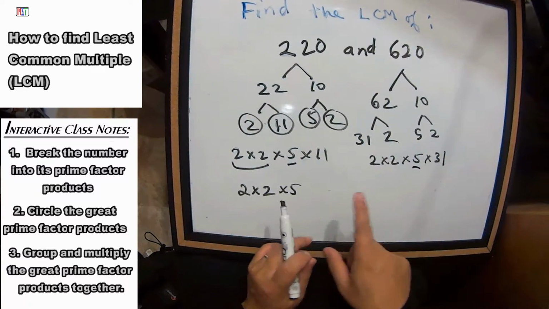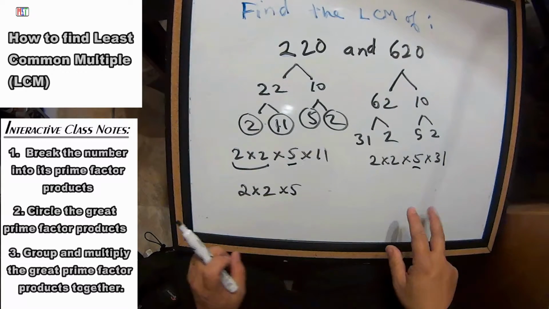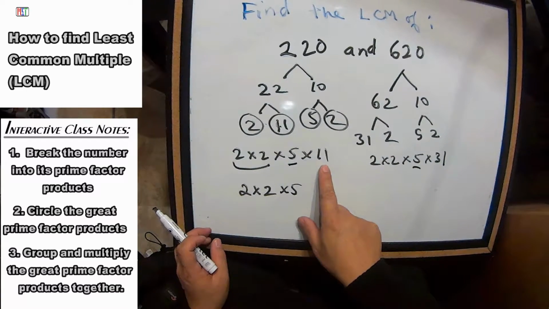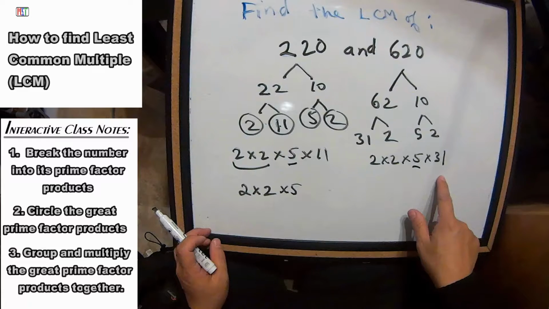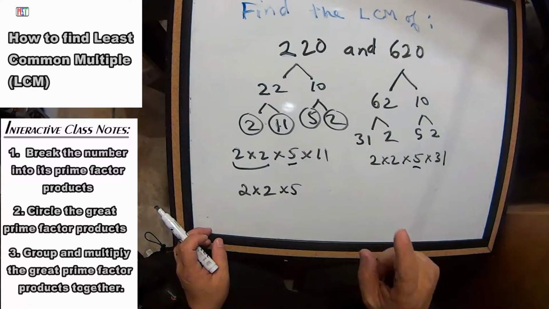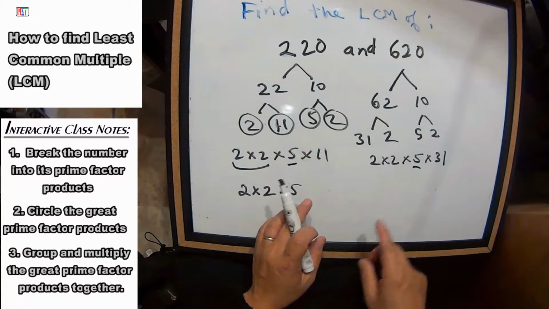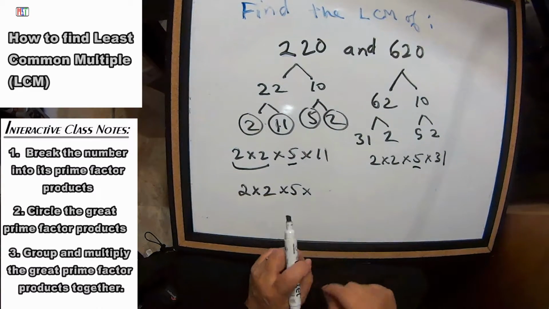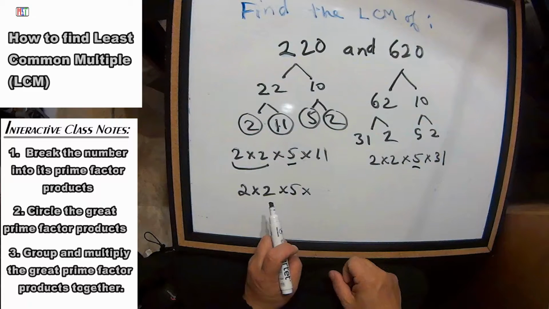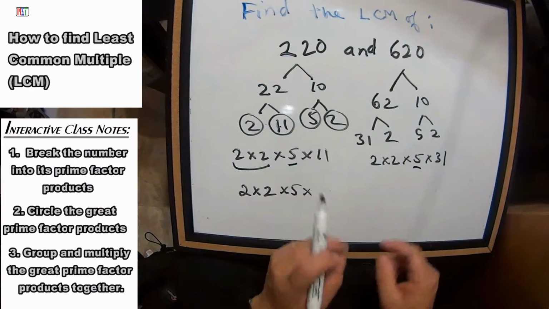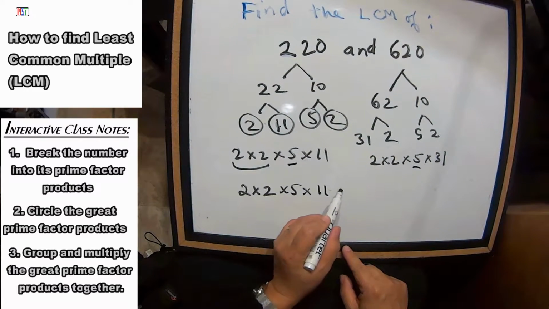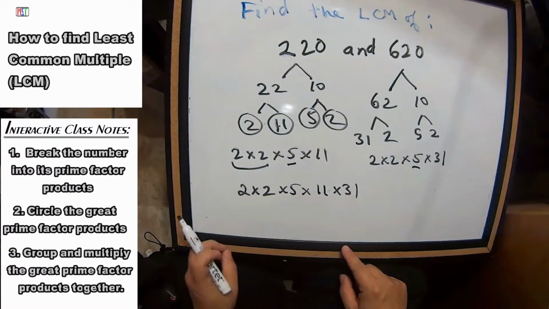Now here's where it's kind of harder to understand, but here we have a unique 11 and we have a unique 31. It is the greatest factor that's unique to the set of numbers, so that is considered the greatest prime factor, although the product is itself. Okay, it has to be 11 and 31.